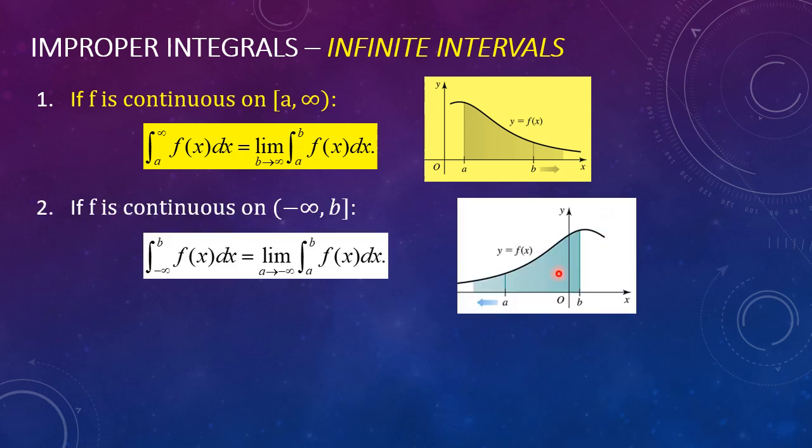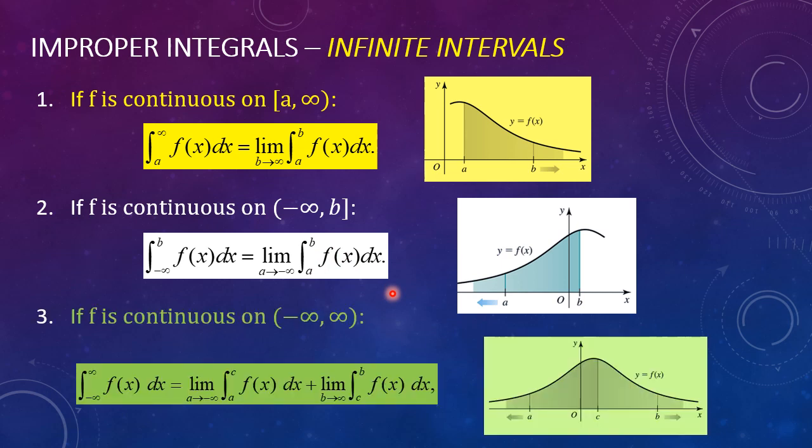and we can see that the function is continuous from negative infinity to some value of x here at b. And so technically what we're doing is we're integrating from negative infinity to b of f of x. And so here we're just going to apply the limit as a, the lower interval value a, goes to negative infinity of the integral from a to b of f of x dx.